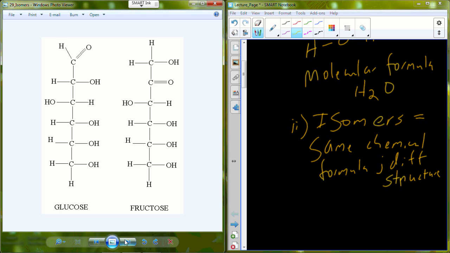So let me give you an example. Glucose can interact with an enzyme called hexokinase. Hexokinase is the very first enzyme in the glycolytic pathway. Fructose cannot interact with hexokinase. Glucose is actually going to be isomerized to fructose as we move along the glycolytic pathway. We start out with glucose, it becomes glucose 6-phosphate, then gets isomerized to fructose 6-phosphate. And they are distinct molecules.